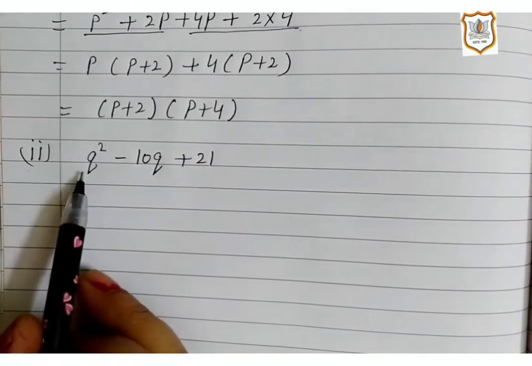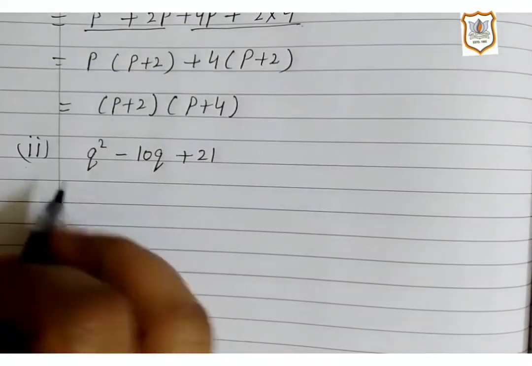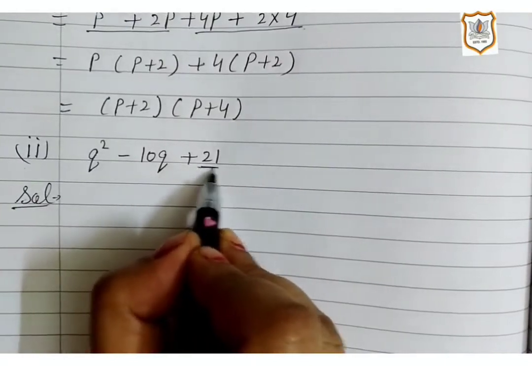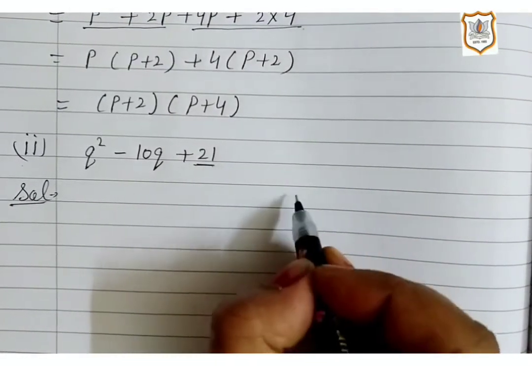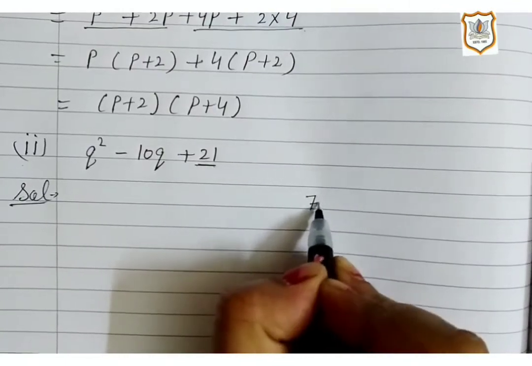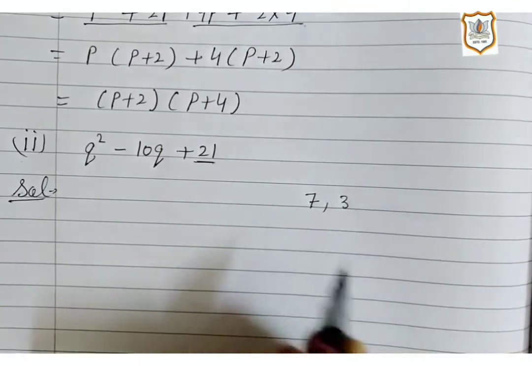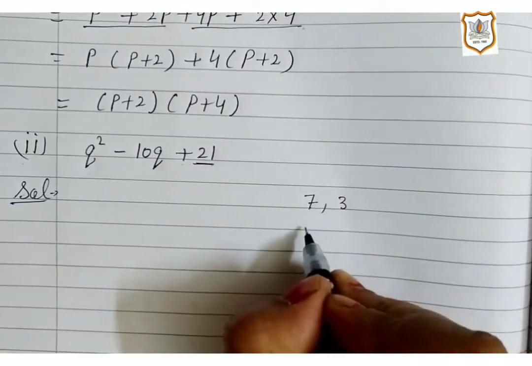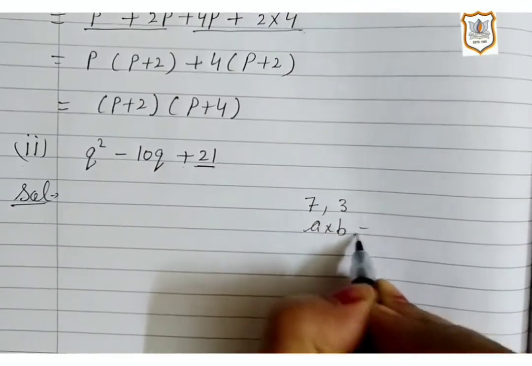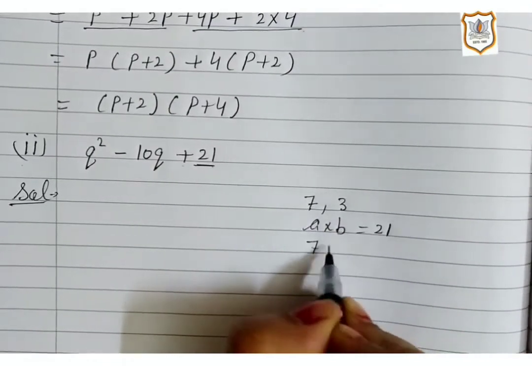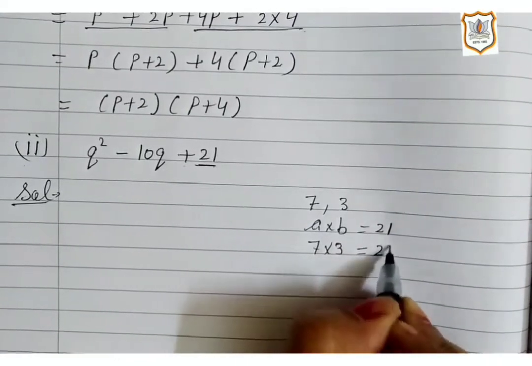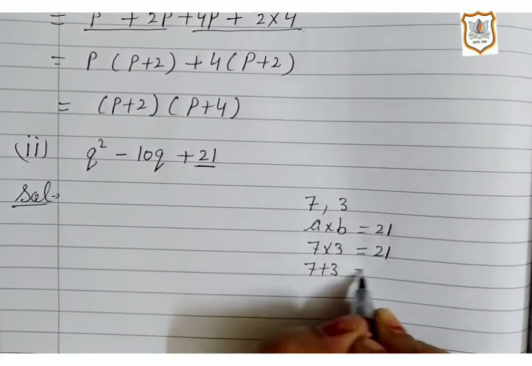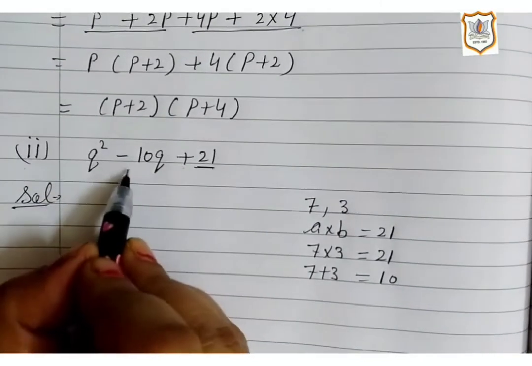Now second part of question number 5, q square minus 10q plus 21. Now solution of this sum. Students, here the factors of 21 are 7 and 3. 7 threes are 21. So here students, we have to pay attention to the sign also. Here if we multiply a into b we will get 21, as 7 multiplied by 3 is 21. But now if we add 7 plus 3 we will get 10, but students, we need minus 10.